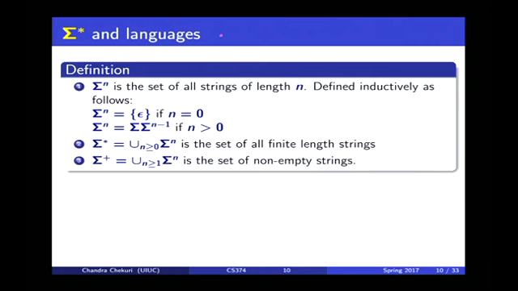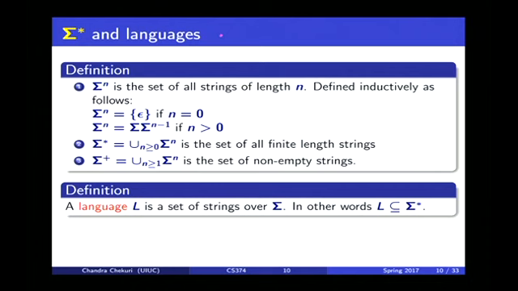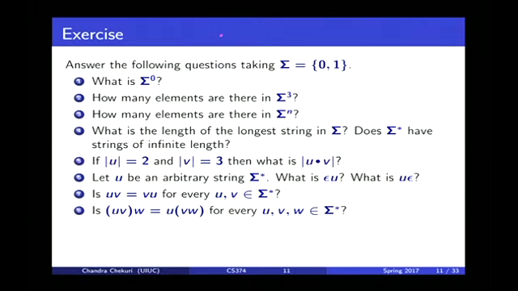What is sigma plus? It is the set of all strings of length at least 1 in sigma star, so we remove epsilon. We don't want epsilon. Now, what is a language? A language is simply a subset of strings. Mathematically, L is simply a subset of sigma star. Now all that seems so simple, trivial, right?